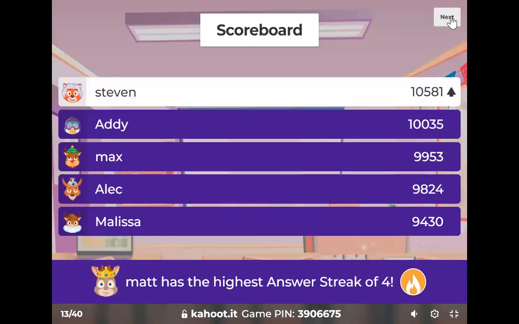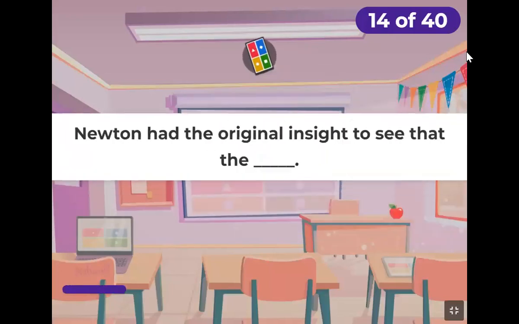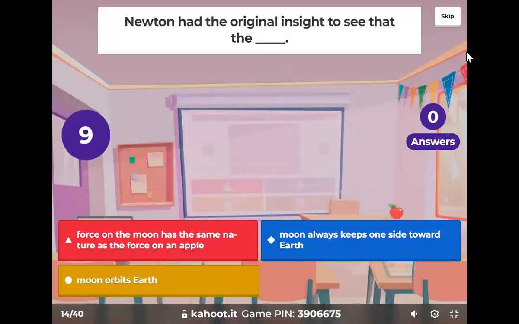Steven, moving up to the top. Newton had the original insight to see that. What did Newton see that no one else before him saw?